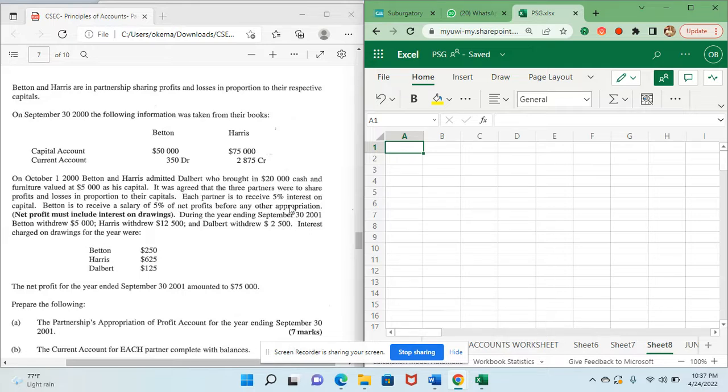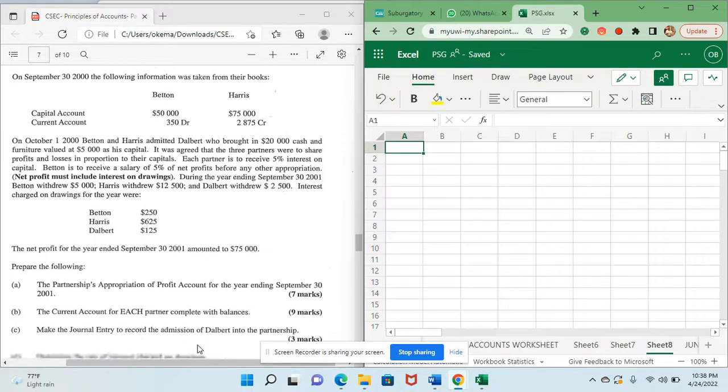Each partner is to receive 5% interest on capital, and Beton is to receive a salary of 5% of net profits before any other appropriation. Net profit must include interest on drawings. During the year ending September 30th, 2001, Beton withdrew 5,000, Harris withdrew 12,500 and Dalbert withdrew 2,500, and the interest on drawings was charged for the year. They basically worked out the interest on drawings, so they did not give us a specific percentage as they would typically do in these types of questions.